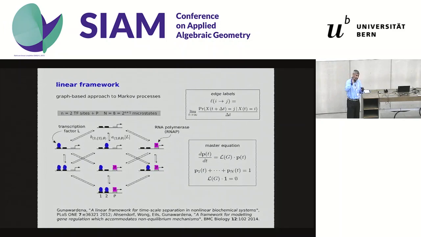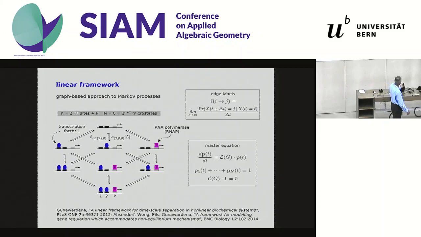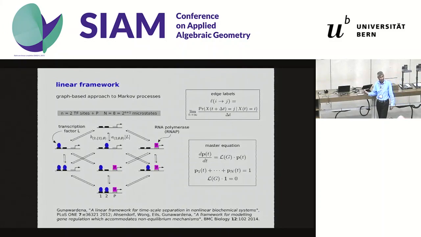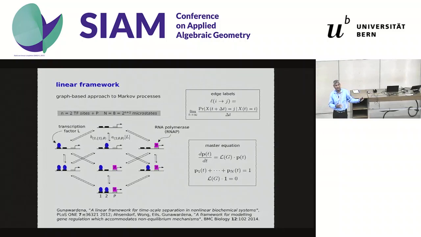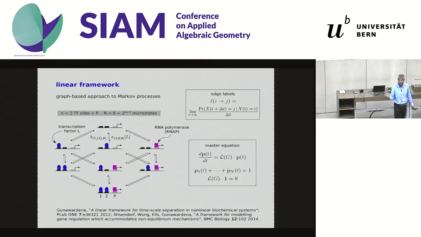Okay, so if you have a graph like this, then you can derive the master equation of the Markov process in a very simple way. You treat the graph as if it's a one-dimensional chemical system. Each edge is a chemical reaction, and you use mass action kinetics with the label as the rate. If you do that, the dynamics is clearly linear because every edge has only one source, so there's no non-linearity. So I can write it in matrix form.